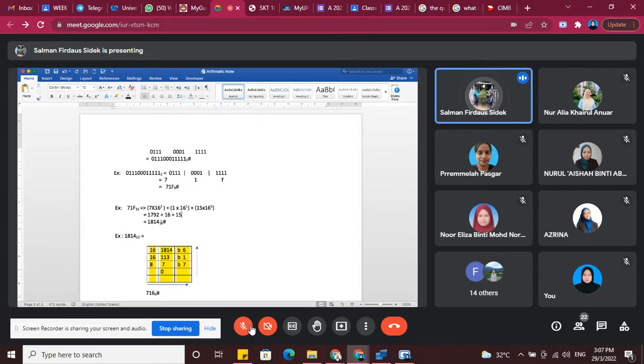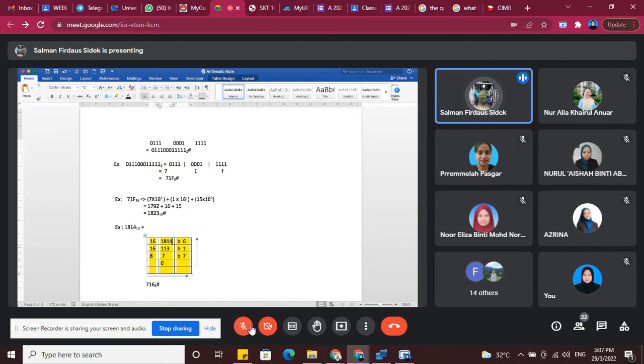1792, 16 campur 15. Berapa? 1823. 1823 bagi 16. 113, balance 15, betul? 15. Baru betul. See? Awak tengok macam mana kita boleh semak jawapan kita sendiri kan?